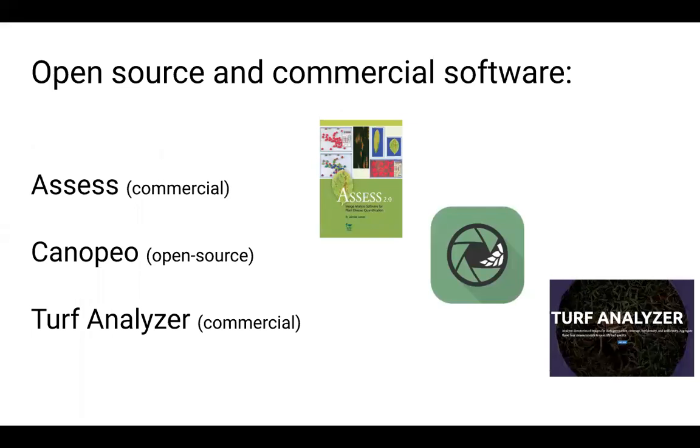Some commercial and open source software platforms that I know people have dabbled with: Assess for diseases, Canopeo, which is a nice open source tool and it's got a mobile interface. And then Turf Analyzer is becoming more and more popular in the turf realm, but it's also a commercial product. Works really well though. So if you are turf scientists out there, I'm sure maybe you've heard of this or have used it for analyzing your turf data.